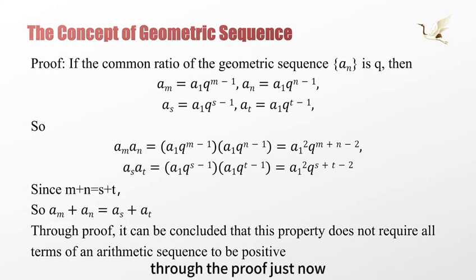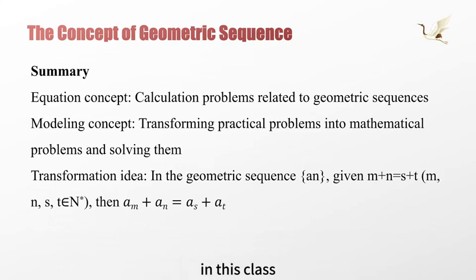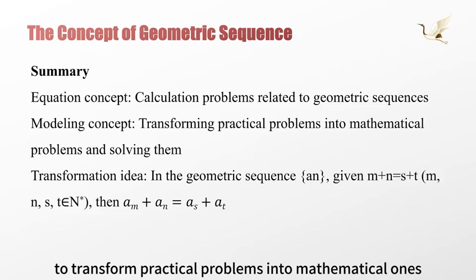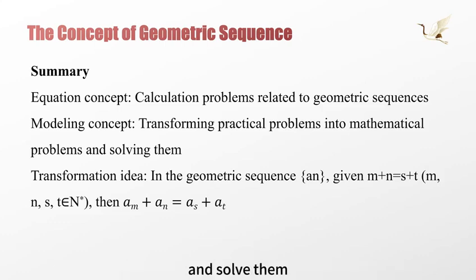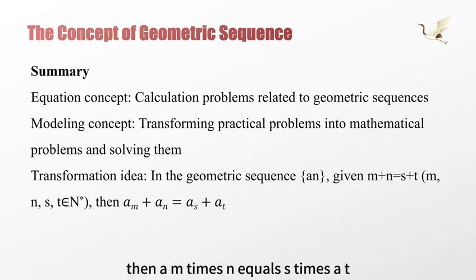Through the proof just now, we can see that this property does not require all terms of the geometric sequence to be positive. Let's summarize what knowledge and methods we have learned in this class. We have mastered the general formula of the geometric sequence and applied the concept of equations to solve related calculation problems of the geometric sequence. We also utilized the idea of modeling to transform practical problems into mathematical ones and solve them. Through the transformation, we derived an important property of the geometric sequence a n, which states that if m plus n equals s plus t, then a m times a n equals a s times a t.